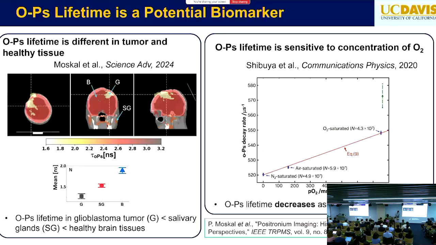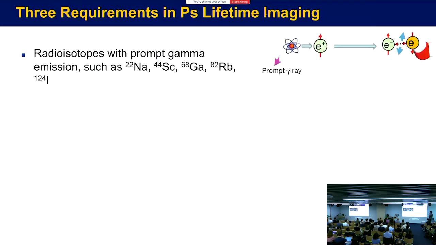There is also a study showing that the annihilation rate is linearly related to the oxygen concentration. That gives us hope that we can use positronium lifetime to measure oxygen concentration, to detect hypoxia for cancer treatment planning. So what do we need to do this imaging?